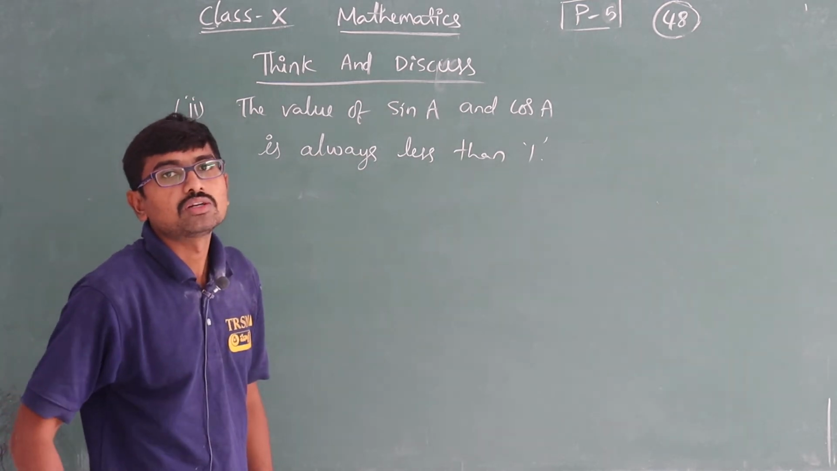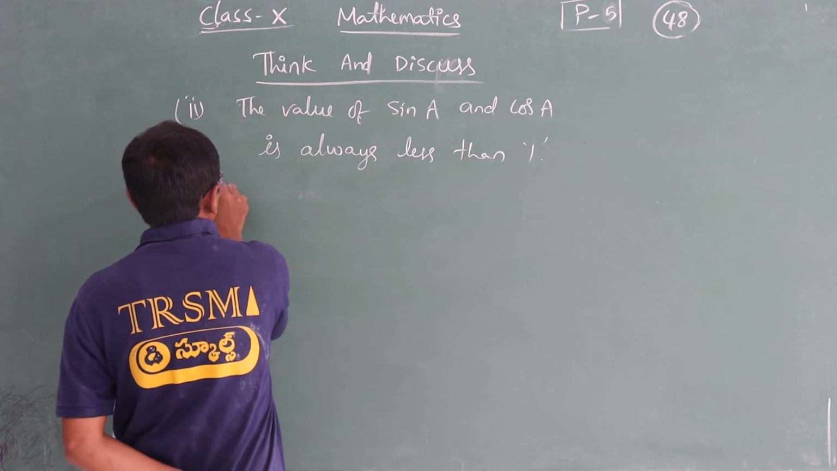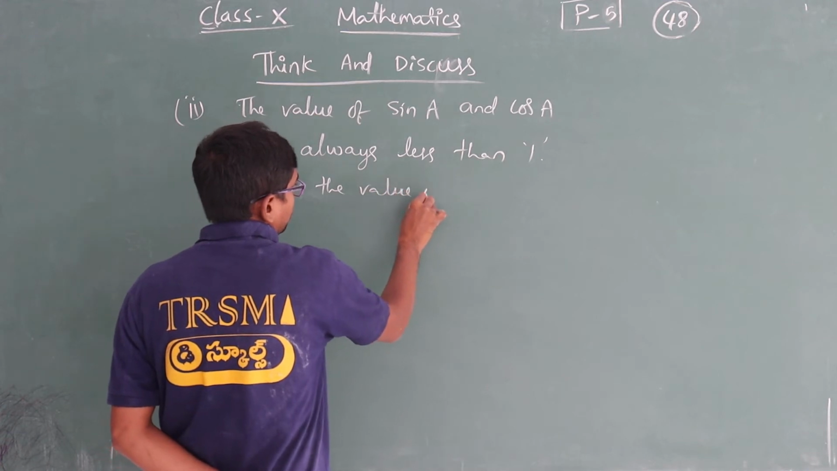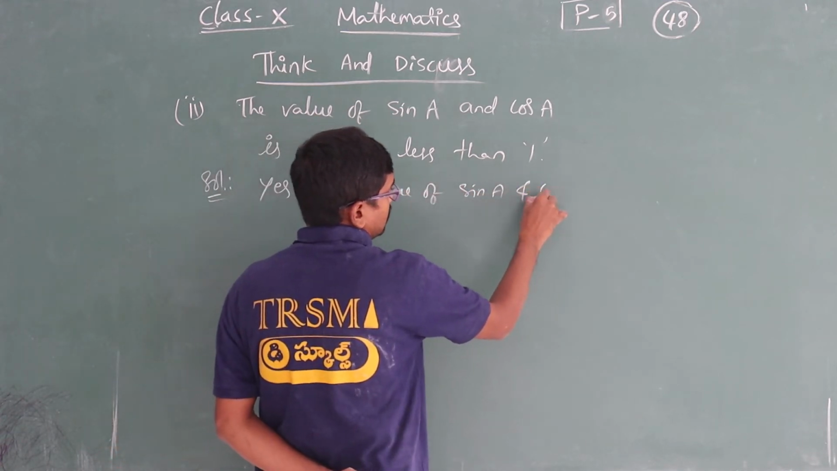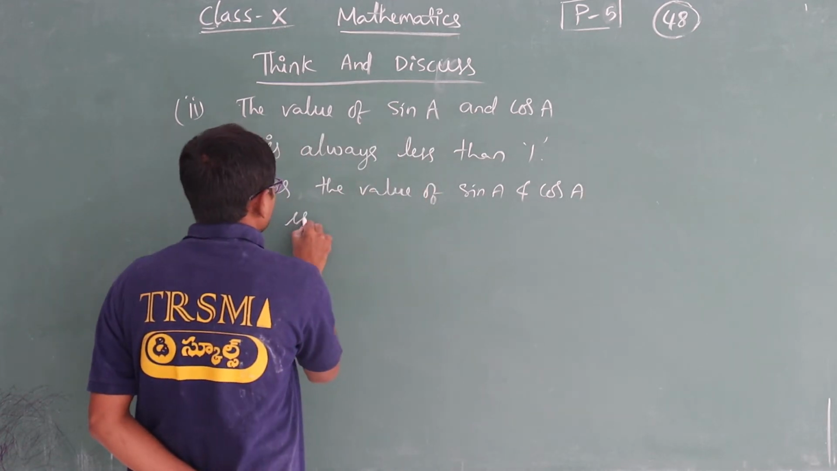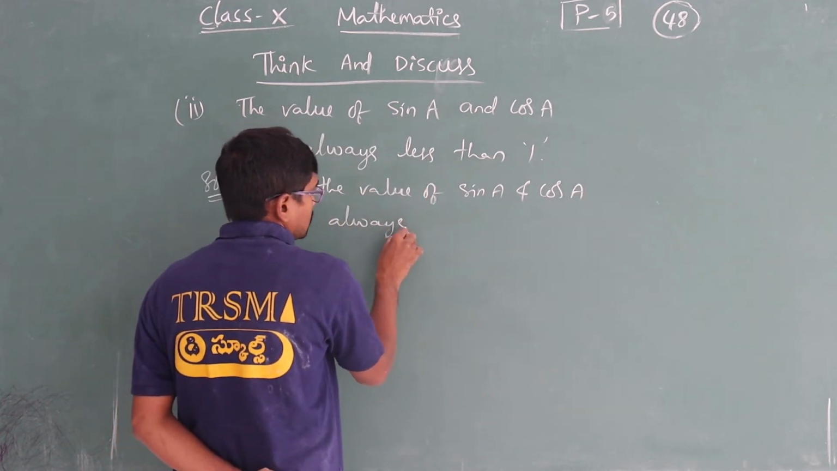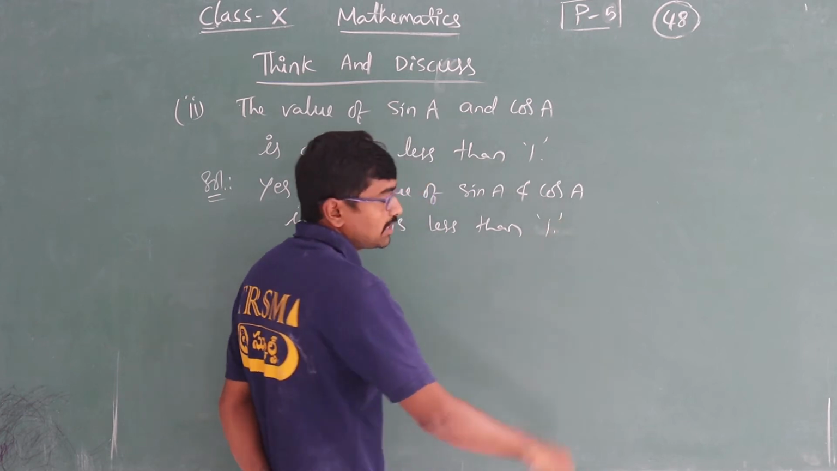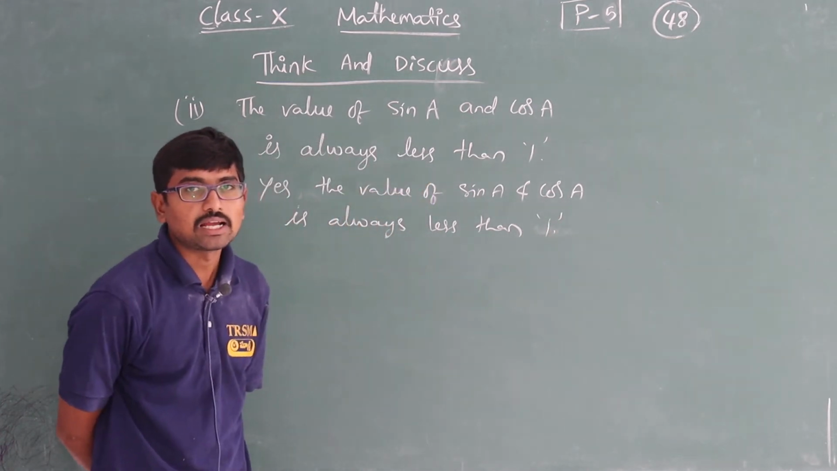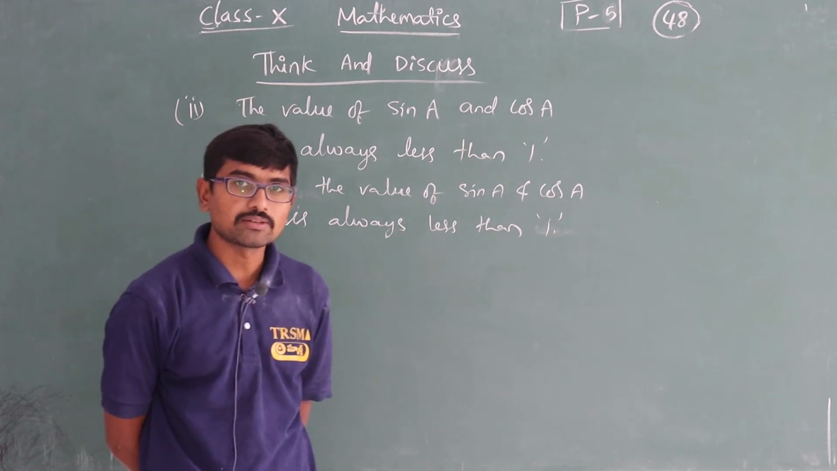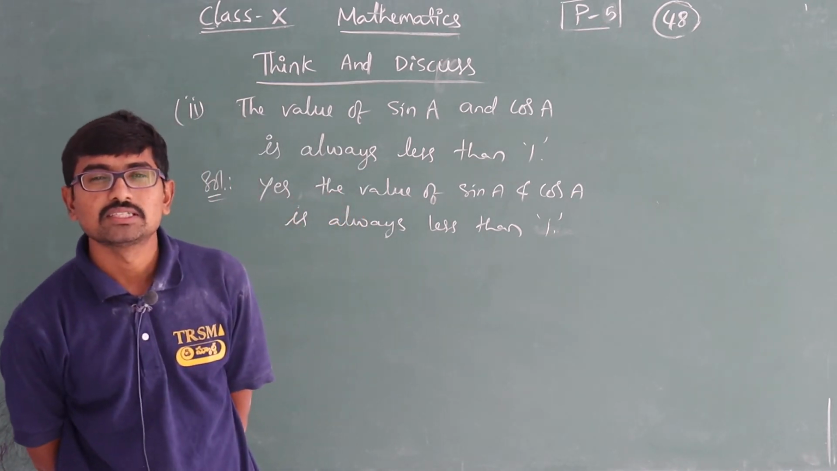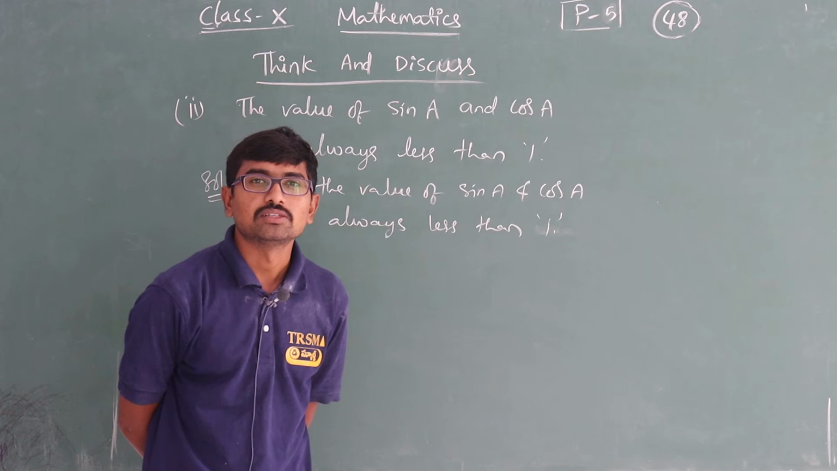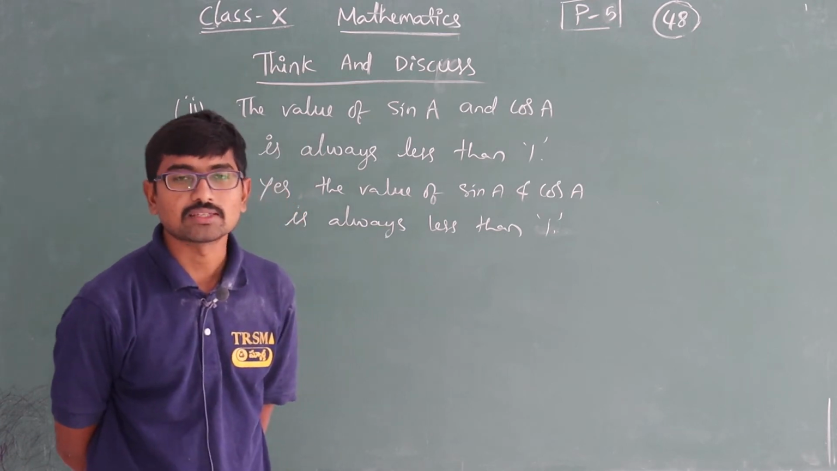So yes or no? Yes, absolutely. So solution: yes, the value of sin A and cos A is always less than 1. Can anyone tell me the reason? You have 10 seconds and your time starts now. 10, 9, 8, 7, 6, 5, 4, 3, 2, 1. Okay, so time is up.